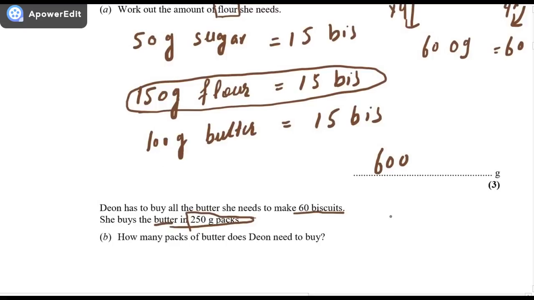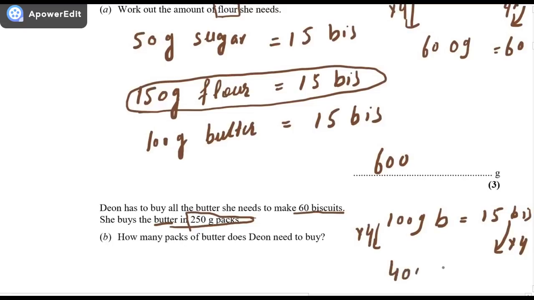So for 100 gram butter, she can make 15 biscuits. Now for 60 biscuits, we're gonna find how many grams of butter she needs. So same thing again, we times by 4 here and times by 4 here as well. So this becomes 400 and this becomes 60. For 60 biscuits she needs 400 gram of butter.